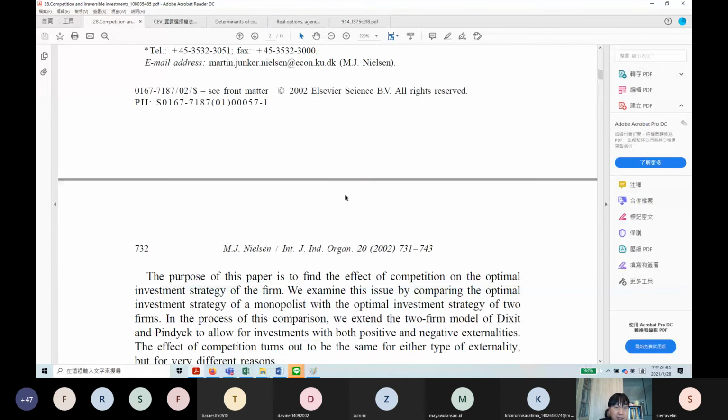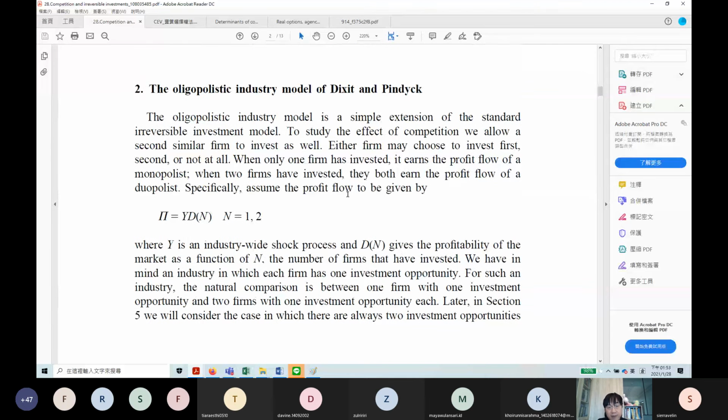Okay, so here, the leader and follower have a profit flow given by this. When n equals 1, the profit flow is yD1, and when n equals 2, the profit flow is yD2. So D1 is not equal to D2.